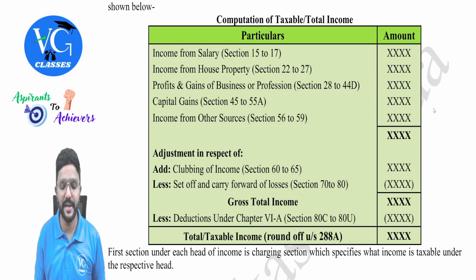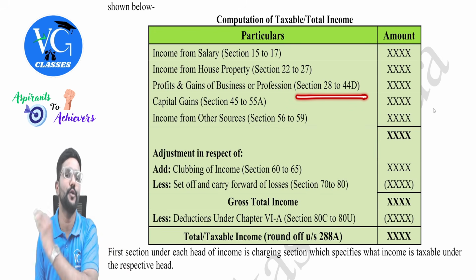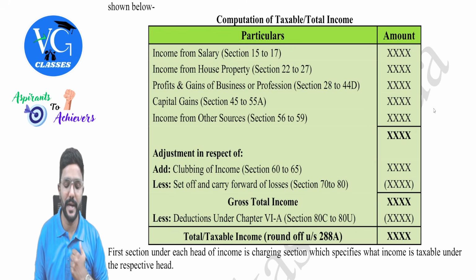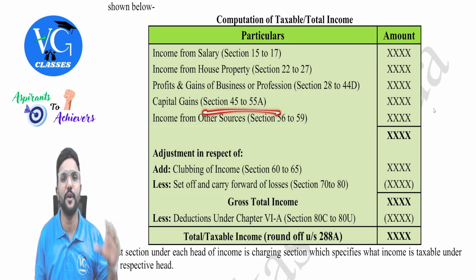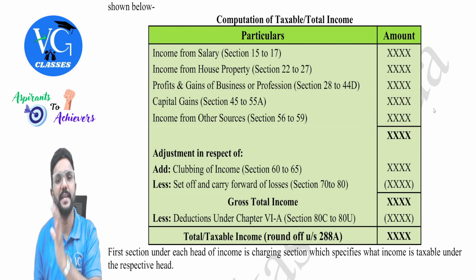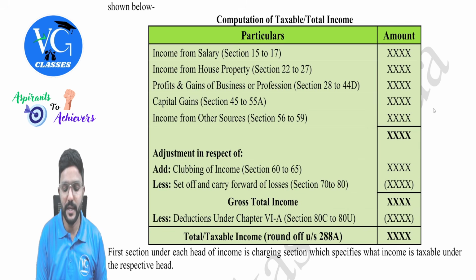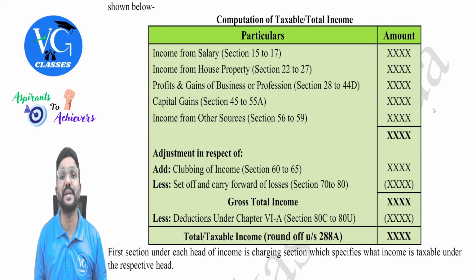And the most important head, that is PGBP, profits and gains of business or profession, and the provisions with respect to this are contained in sections 28 to 44D. And the fourth head of income is capital gains, and the provisions with respect to this are covered in sections 45 to 55A, guys.